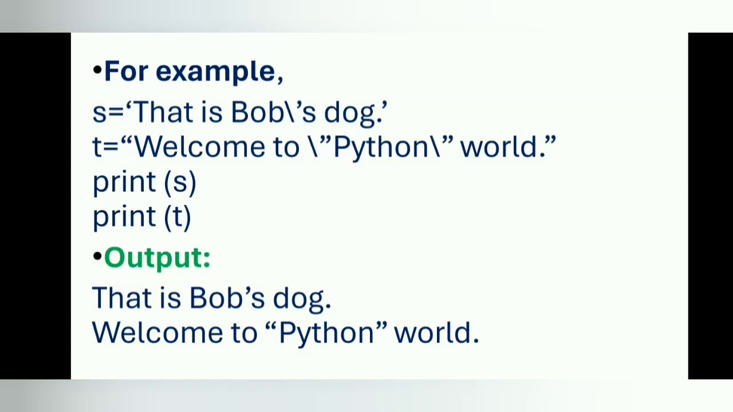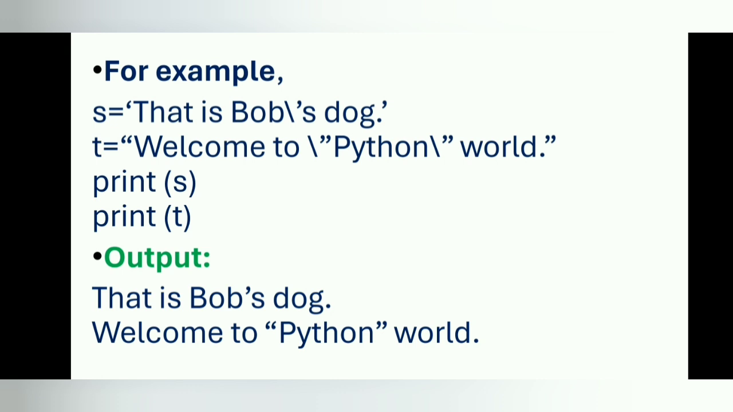Example: an escape character lets you use characters that are otherwise illegal to put into a string. In this example, a string that is Bob's dog is assigned to the variable s using single quotes. The string has an escape character consisting of a backslash followed by a single quote. Python knows that since the single quote in Bob's has a backslash, it is not a single quote meant to end the string value. Similarly, the second string, welcome to Python world, contains an escape character backslash and double quotes.